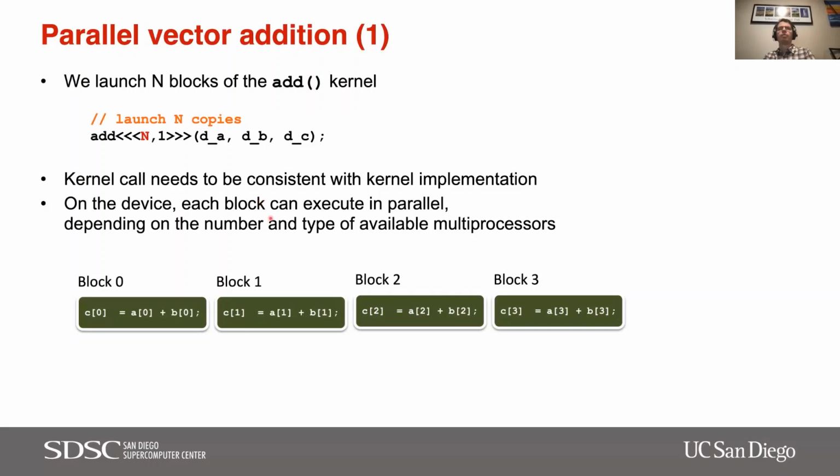Now, this is not very convenient because, first of all, this is always true: the kernel call needs to be consistent with the kernel implementation, right? If I put an n here, the kernel itself must be written such that I have n data elements that I'm operating on.